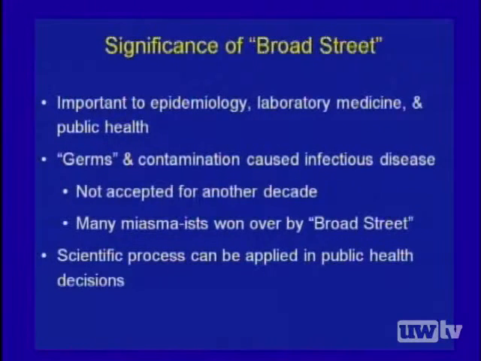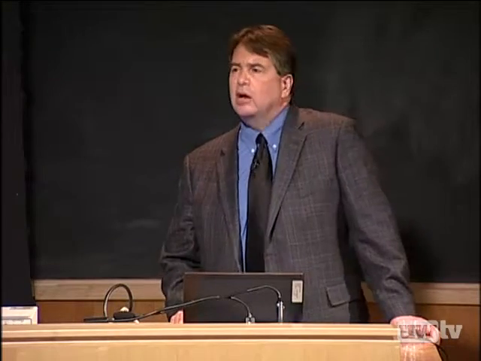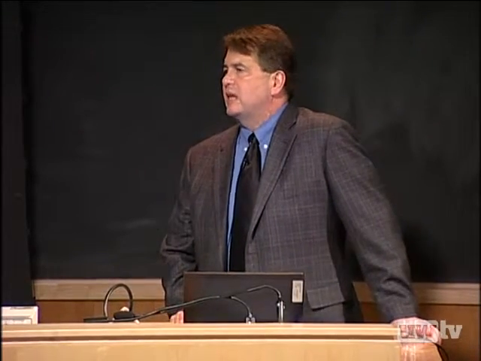And as I said earlier, it is a very important step because it shows that the scientific process can be applied in public health decisions, and that was revolutionary at the time. So we come away from Broad Street looking at a disease control cycle. First, we identify a cluster. What is a cluster? They are people with the same syndrome, clinical syndrome, during the same time period in the same place. And you have to ask yourself now, as laboratorians and molecular epidemiologists, well, what is missing? Is it caused by the same organism?